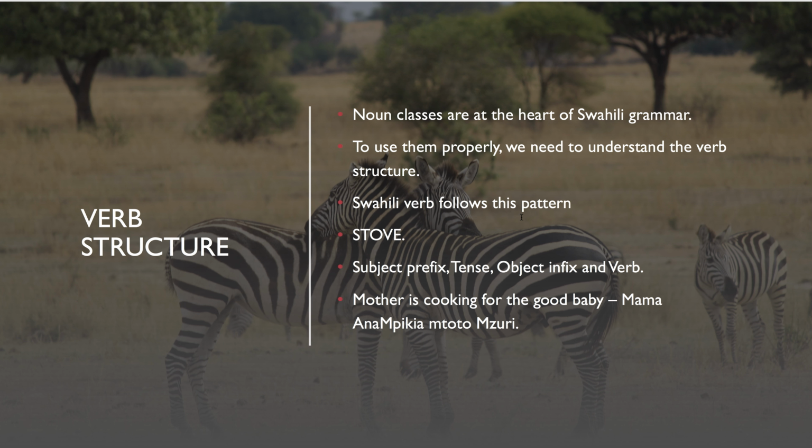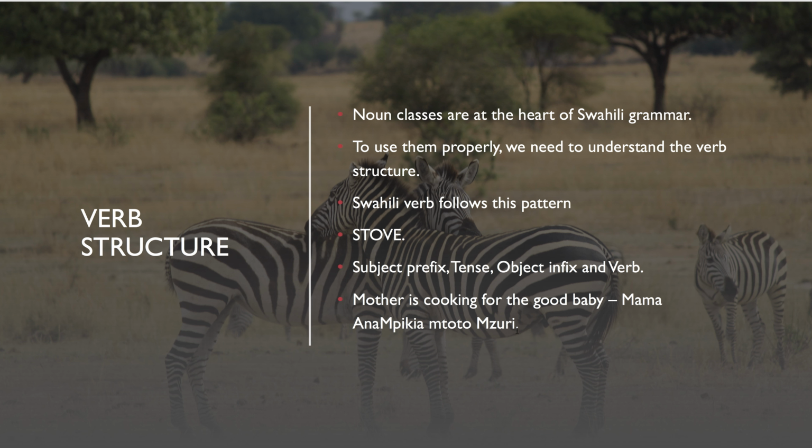So since noun classes are at the heart of Swahili grammar, to understand them properly, we need to understand the verb structure. So in Swahili, the verb follows this pattern: STOV, subject prefix, tense, object infix, and verb. A good example here is mother is cooking for the baby. In Swahili, it's going to be mama anampikia mtoto.